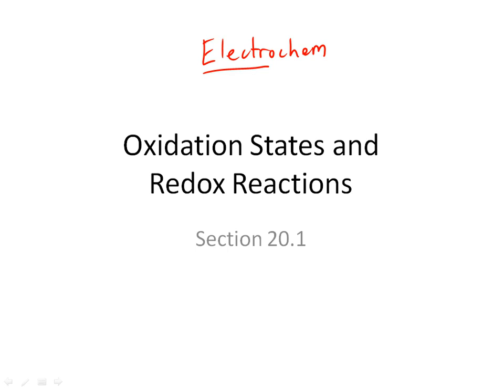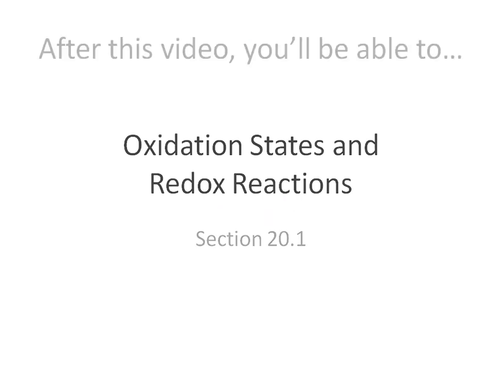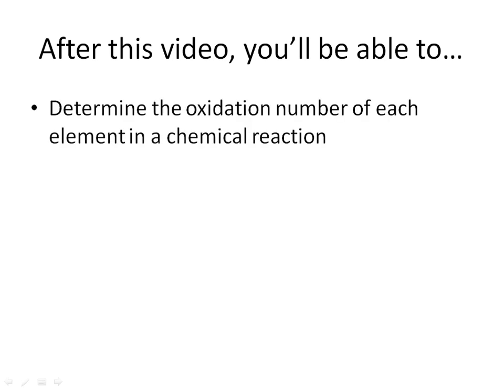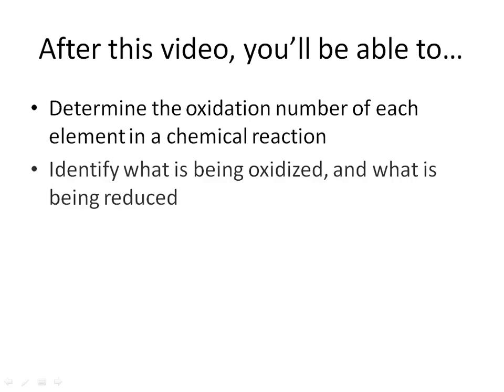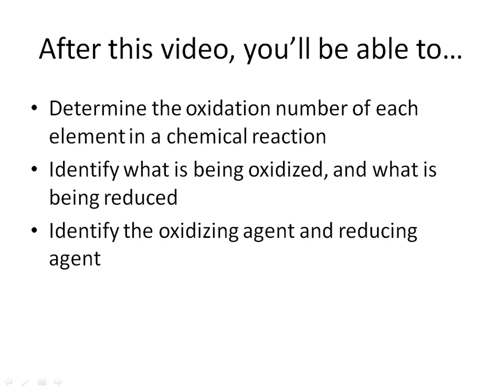In this section, we're going to be reviewing oxidation states, which hopefully you remember from earlier in the year, and what entails a redox reaction. And I'm going to say redox, that's kind of the shorthand way of saying it, but the proper way is oxidation-reduction reaction. After this video, you should be able to determine the oxidation number of each element participating in a chemical reaction, identify what is being oxidized and what is being reduced, and identify the oxidizing agent and the reducing agent.